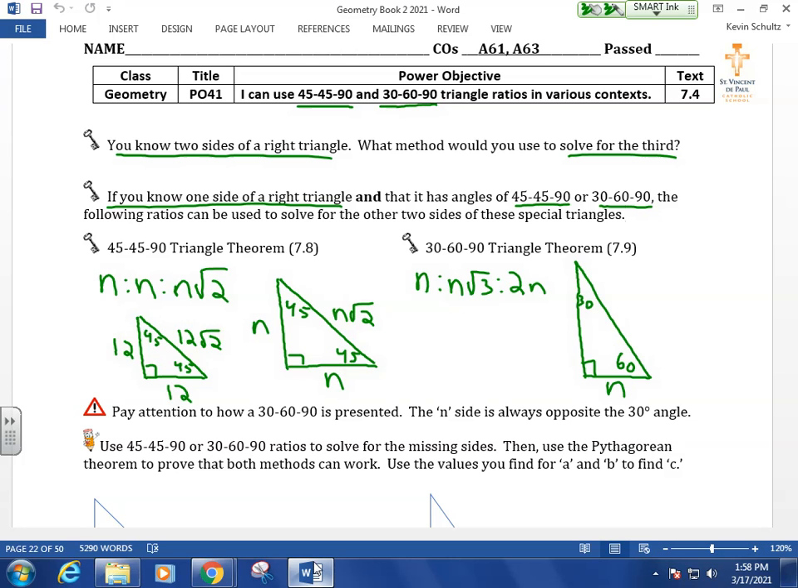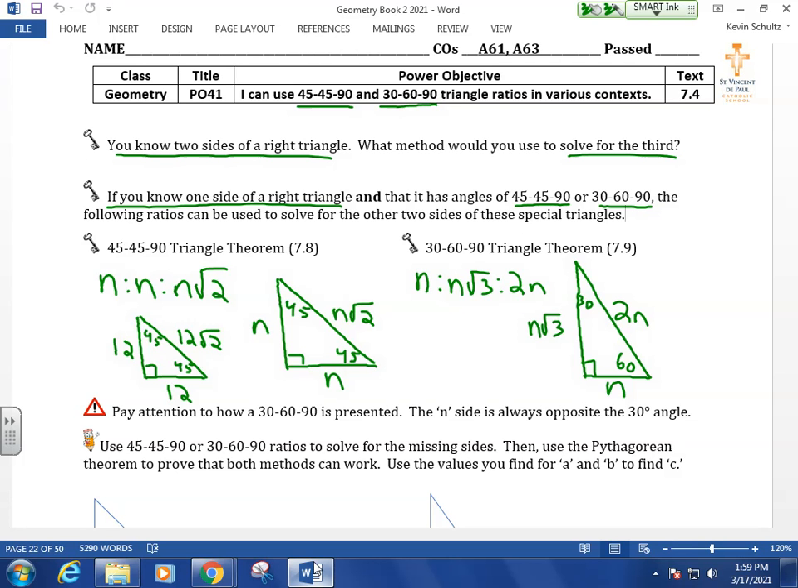So our short leg, the leg opposite our 30-degree angle, is side N. And you might think it would make sense that the long leg is our 2N side, because 60 is twice 30, and so N, 2N, but it's not. The long leg is our N root 3 side, and the hypotenuse is the 2N side. The mistake that I made was I switched the long leg and the hypotenuse. I said the long leg was 2N, the hypotenuse is N root 3.